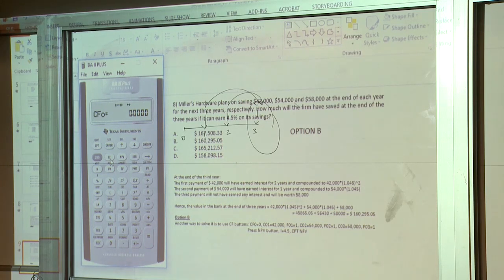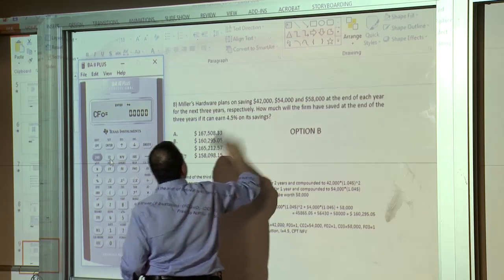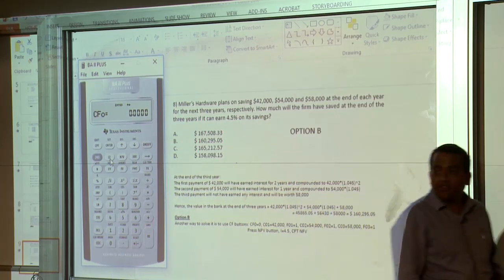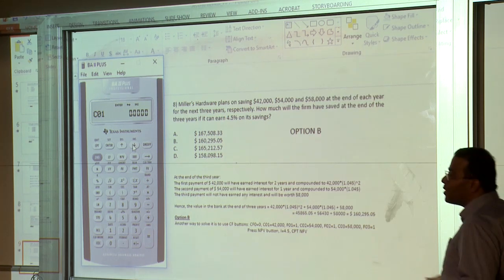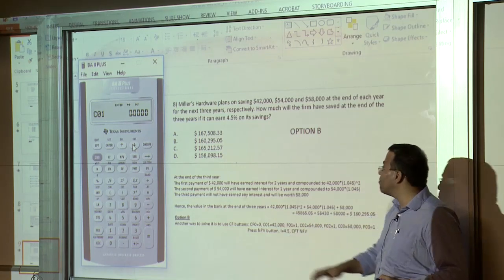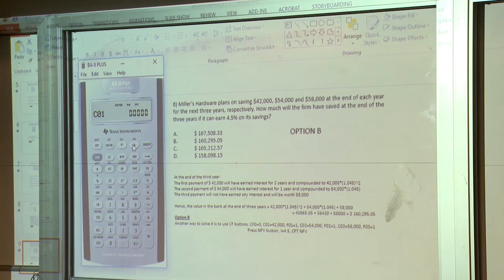Okay, so let's put in the cash flows now. So CF, it's going to ask you for CF0. What is CF0? CF0 is the cash flow that happens at time 0, at time right now. Is there any payment that's happening right now? There's no payment happening right now. So I just click on 0 and enter and then down arrow again. C01 is the first payment that's happening. The first payment is happening at time 1, and that's a payment of 42,000. So 42,000 and enter and then down arrow.